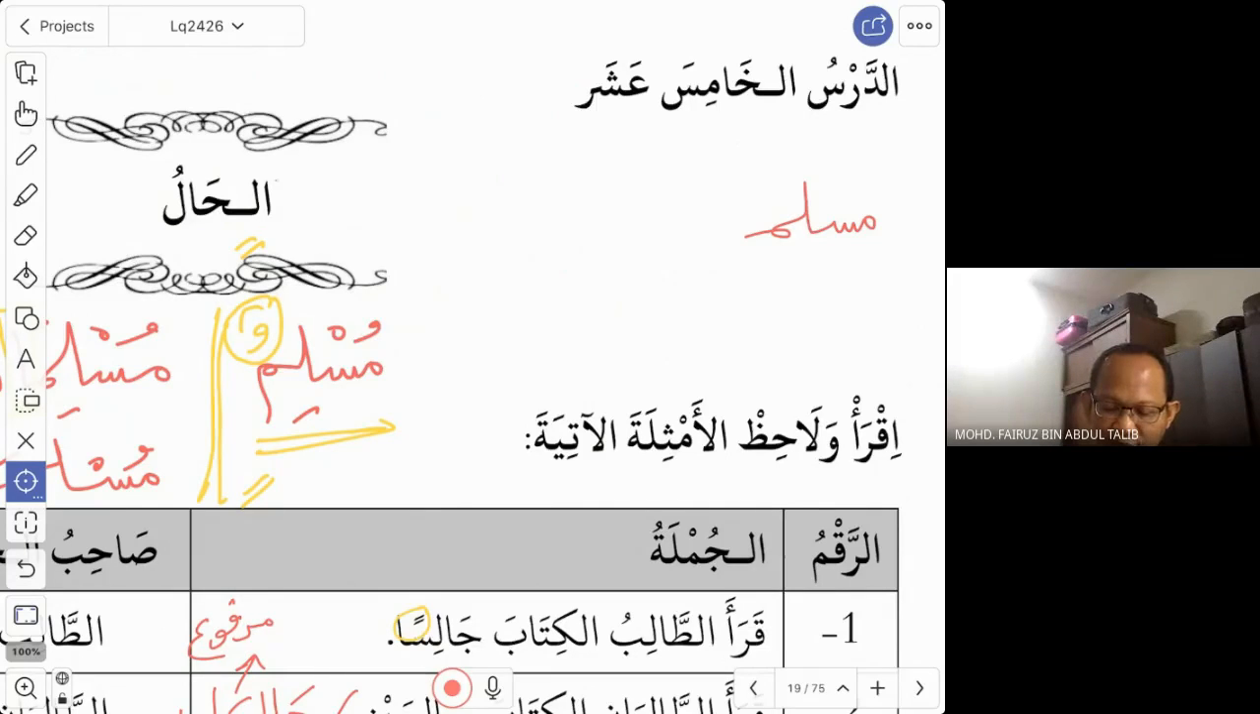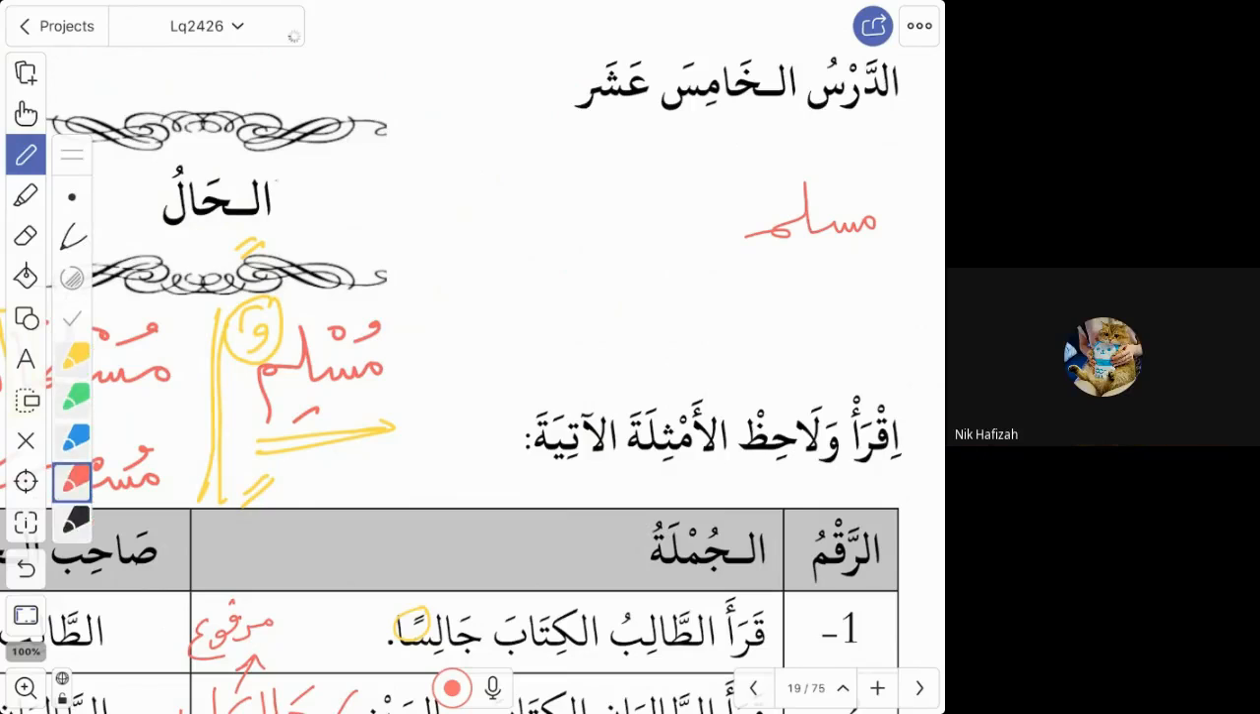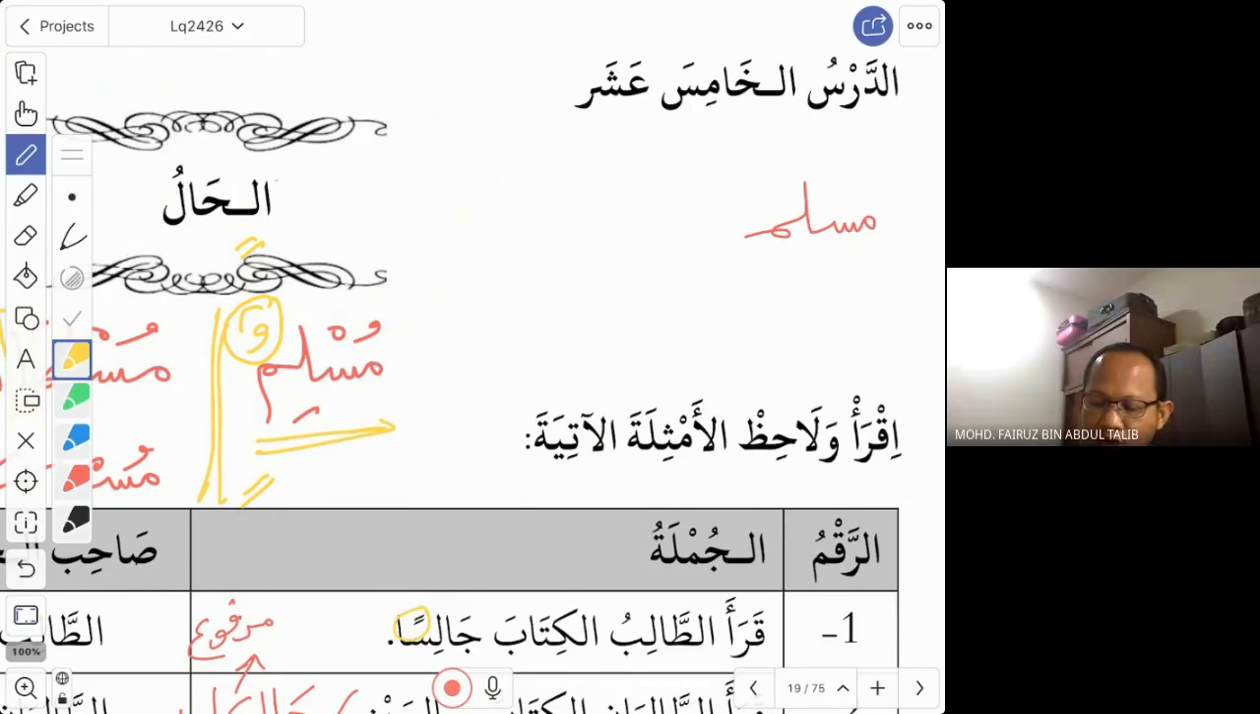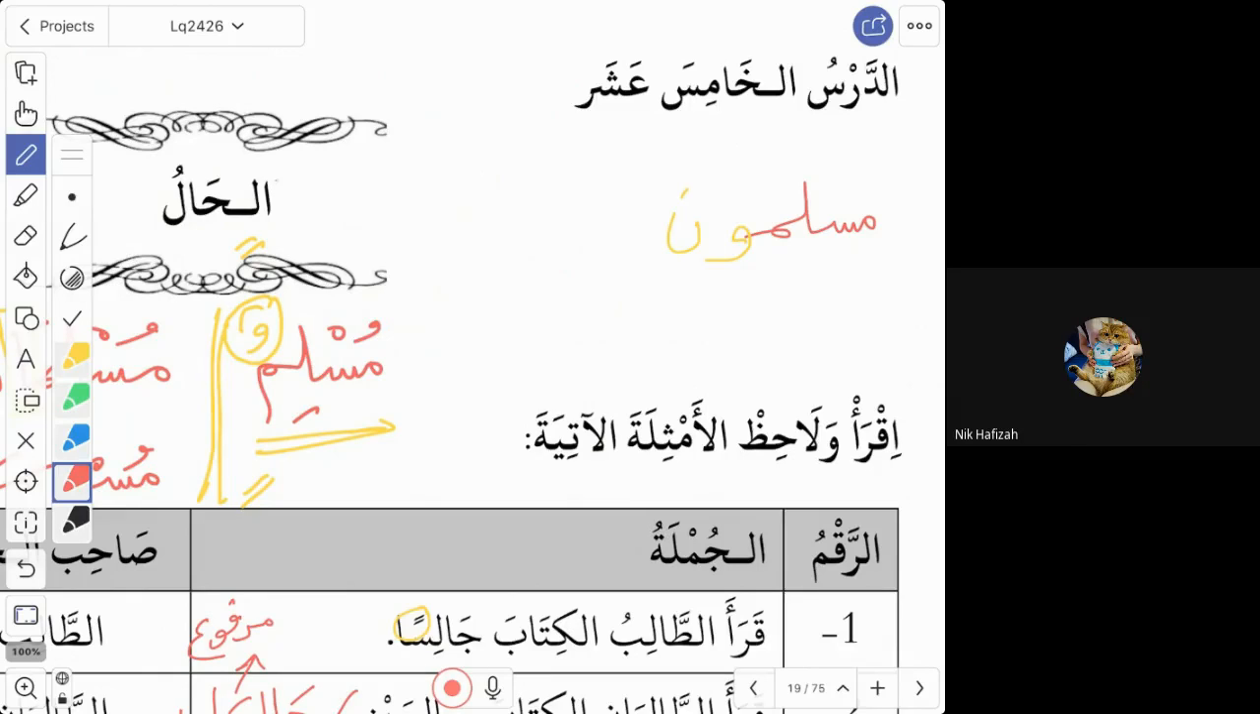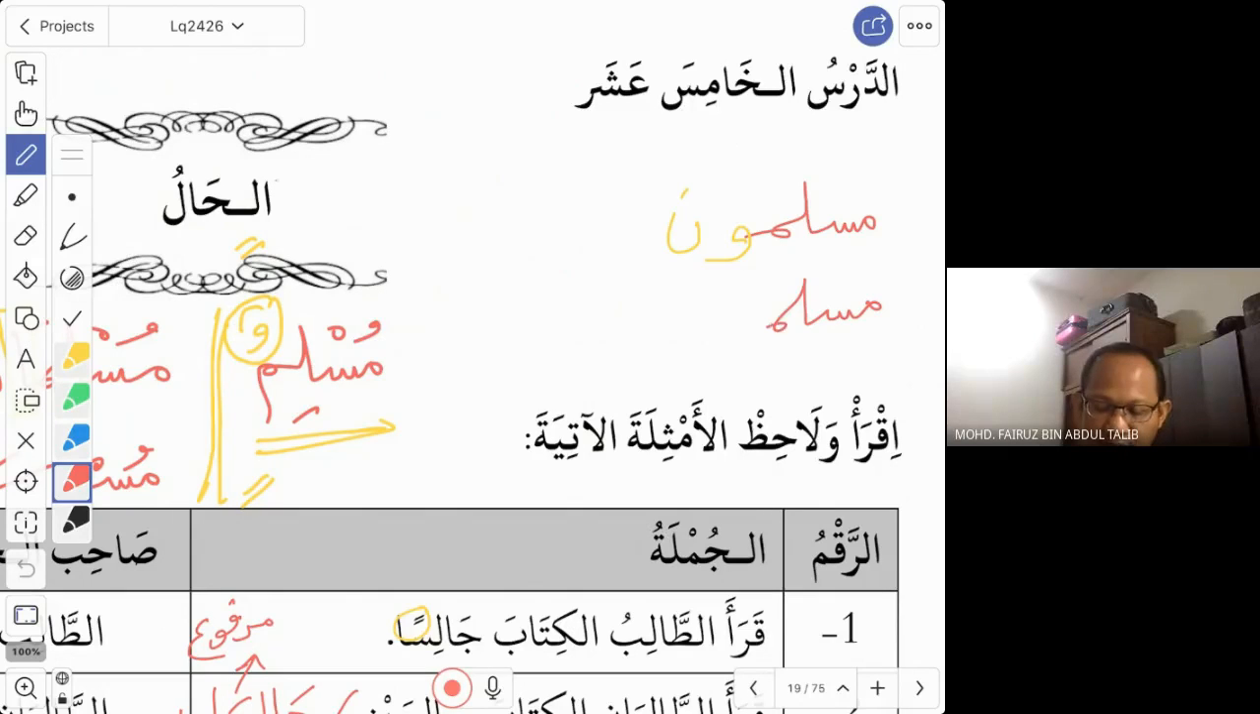Okay, so what is the jama' for Muslim? Muslimun. Sometimes we say Muslimun, and sometimes we say Muslimin. So again, you have 2 versions of the word. The first version is using the waw. The second version is using the ya.